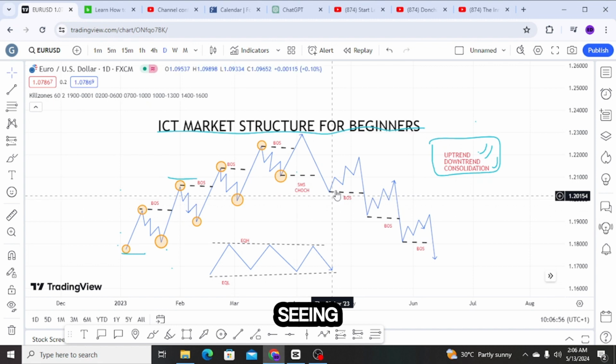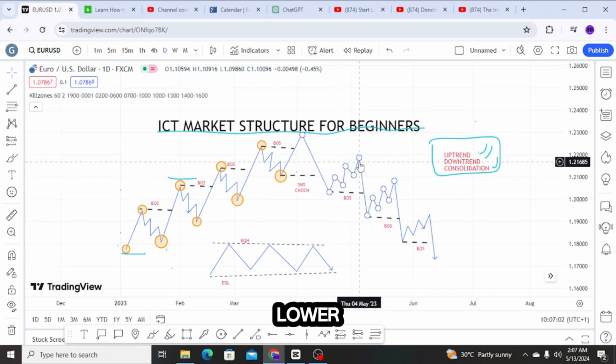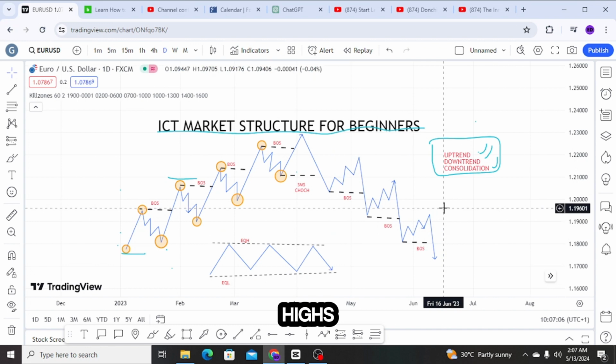We are now seeing that we have lower lows and lower highs, lower lows and lower highs, lower lows and lower highs. All right, and the same thing that happened in an uptrend is going to happen in a downtrend. So this downtrend is another way that the market moves. Now, how does it move?